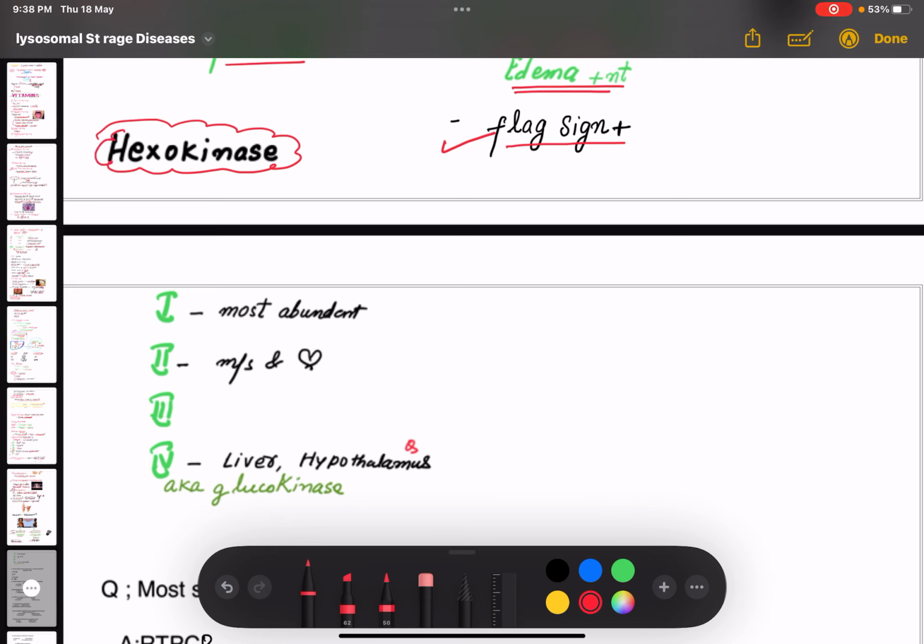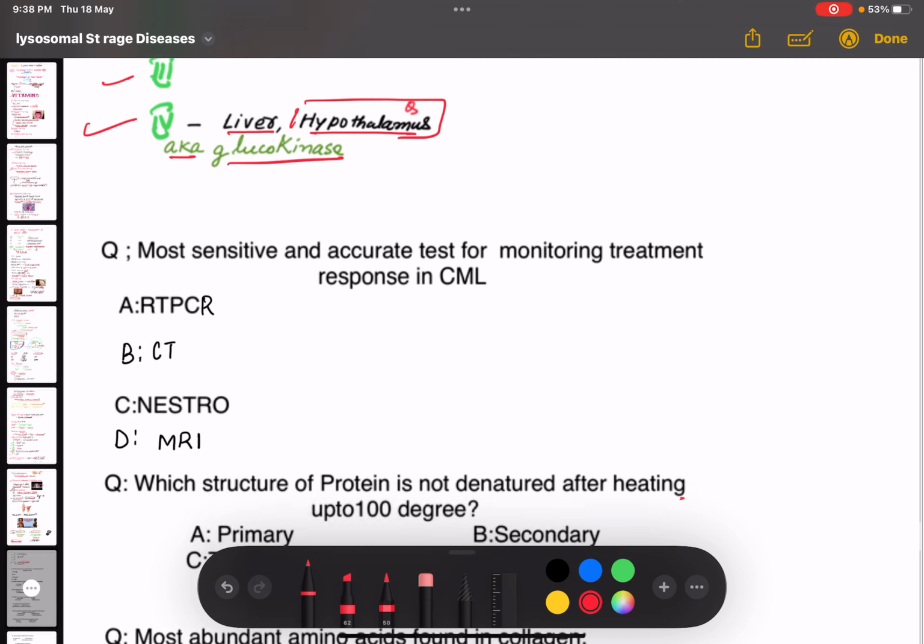Hexokinase has different types, like hexokinase type 1, type 2, type 3, type 4. Hexokinase type 1 is most abundant, type 2 is present in muscle and heart, and type 4 is present in liver and hypothalamus. And therefore, type 4 is also known as glucokinase.